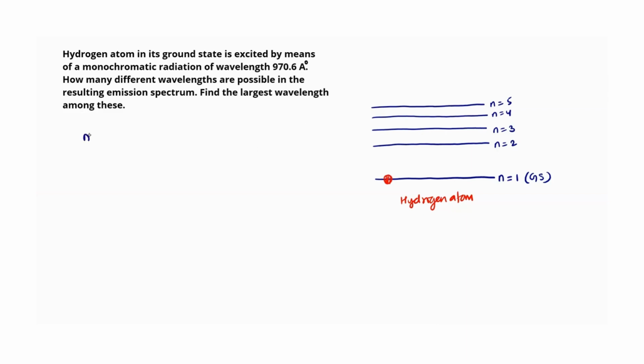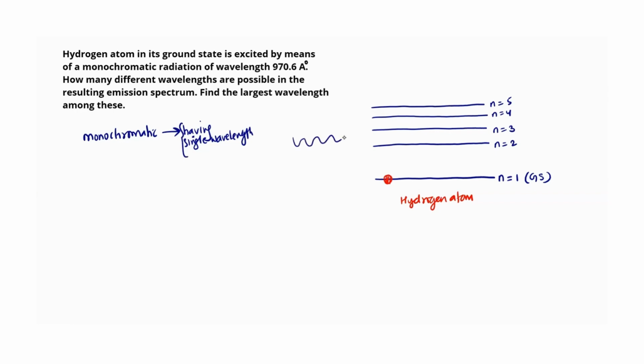So we know monochromatic means light or radiation having a single wavelength. So this is to be noted.